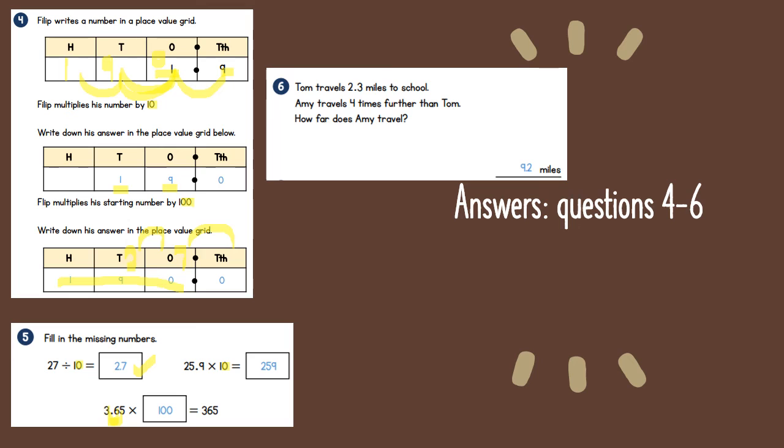Number 6, Tom travels 2.3 miles to school. Amy travels 4 times further than Tom. How far does Amy travel? So we're using our multiplication skills here. We have 4 lots of 2.3. Remember, if we're using our skill of multiplying using our column method, we should be able to just keep that stubborn decimal point in the correct place, and the answer gives us 9.2 miles.